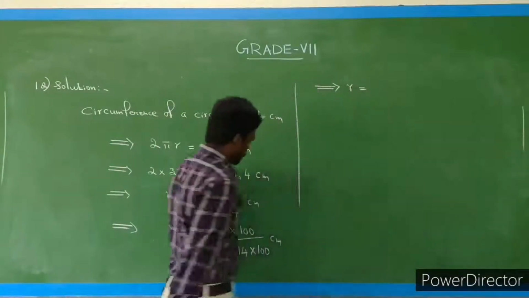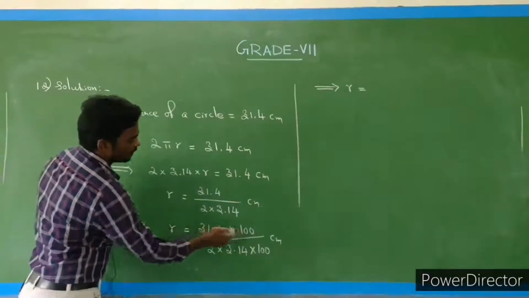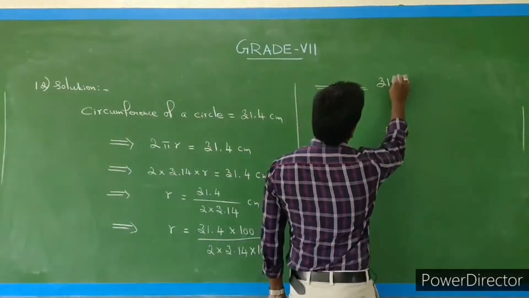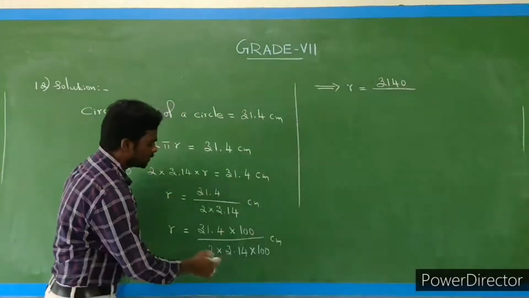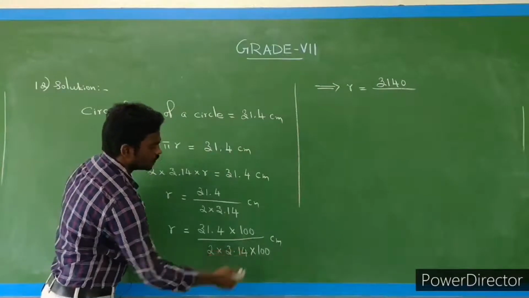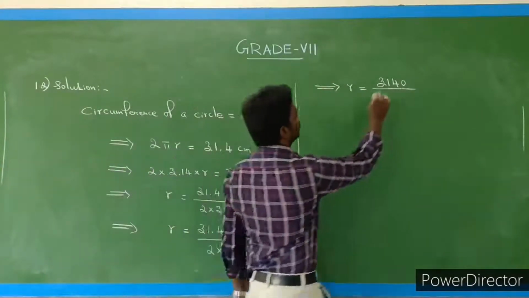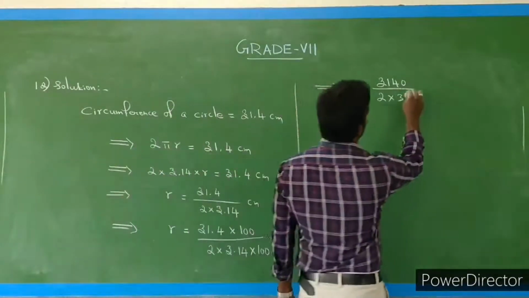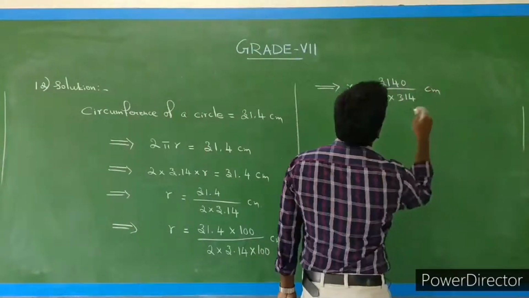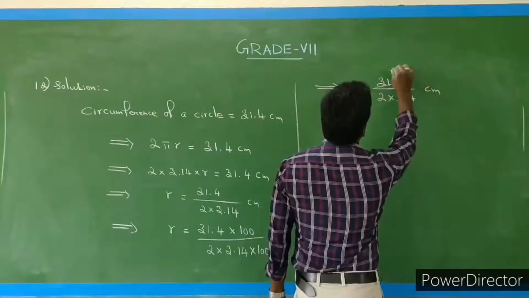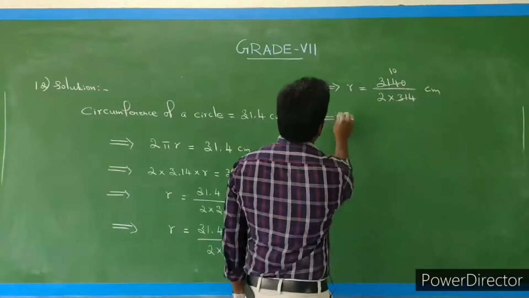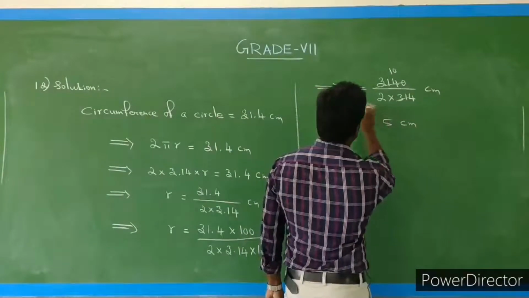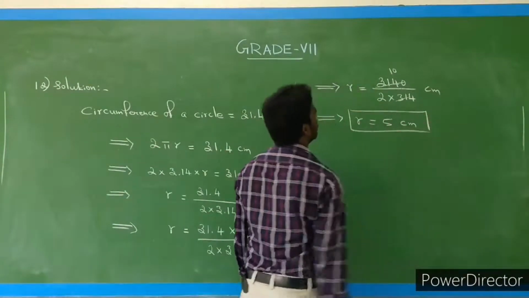So r is equal to, how to find this? 31.4 multiplied by 100, we get what is that? 3140. What is denominator value? 2 into 3.14 multiplied by 100, we get 2 into 314 centimeter. So 1 times 314 and multiplied by 10 times. So radius equal to 10 by 2, value is 5 centimeter. So 5 centimeter is the radius of the circle.